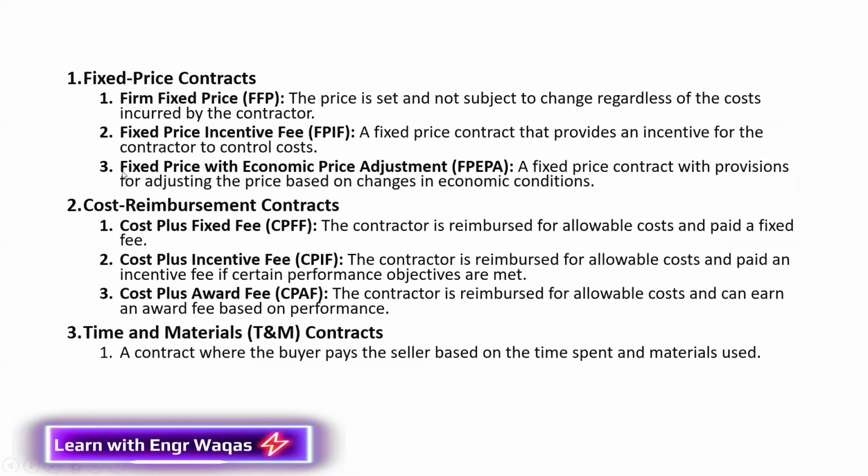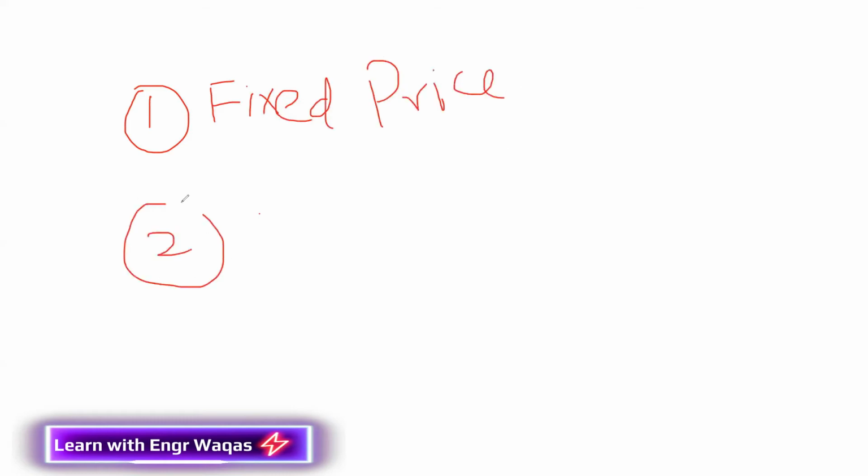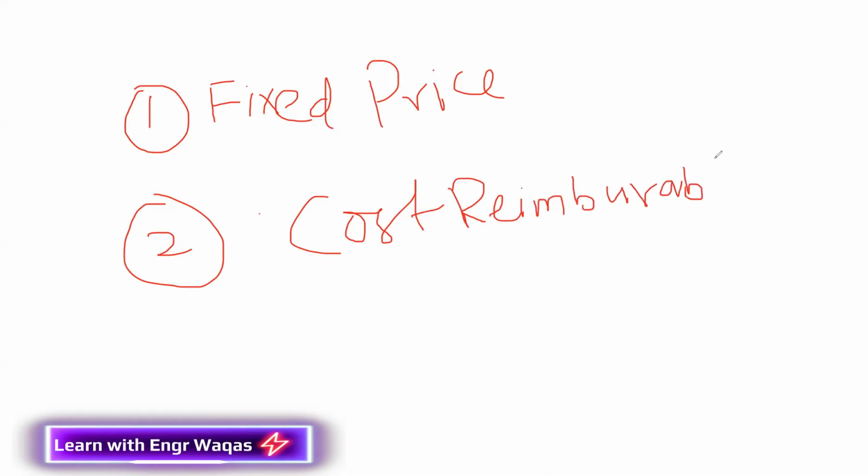And procurement strategy is always dealing with contract type, the most important thing, delivery method, and procurement phase. Now I'm going to share with you the important thing, contract types. So what is contract type? There are three types of contract. The first one is fixed price. The second one is cost reimbursable contract. And the third one is time and material.